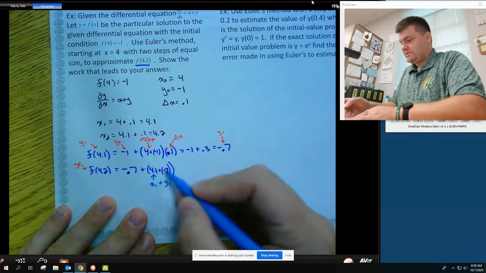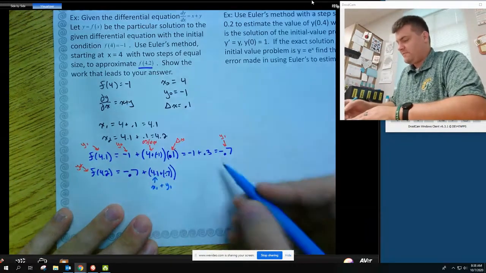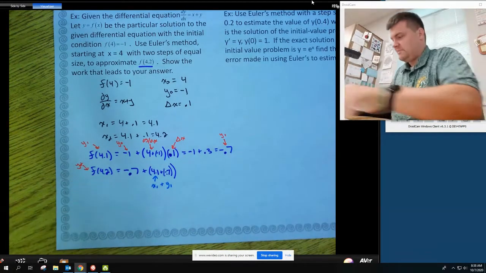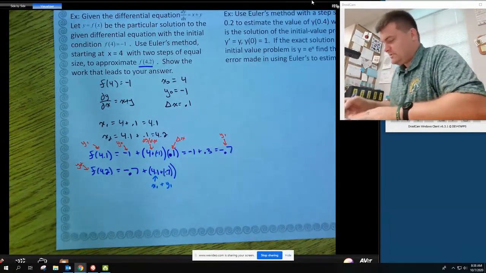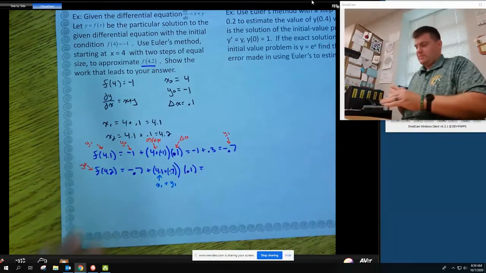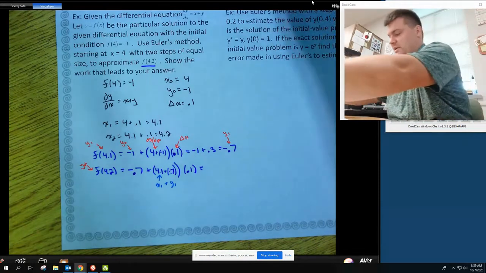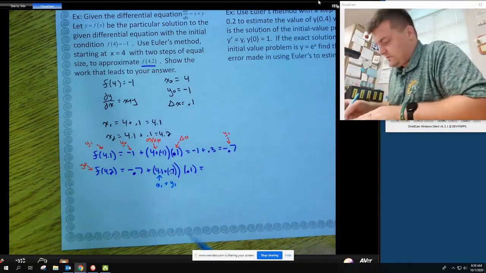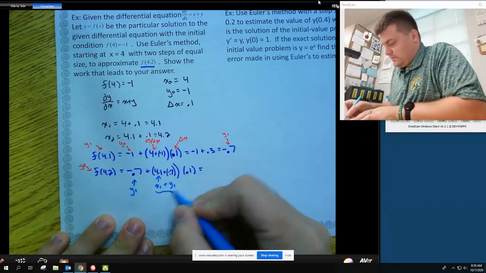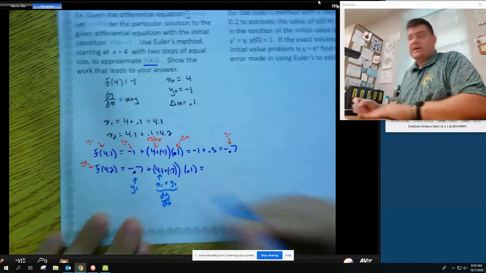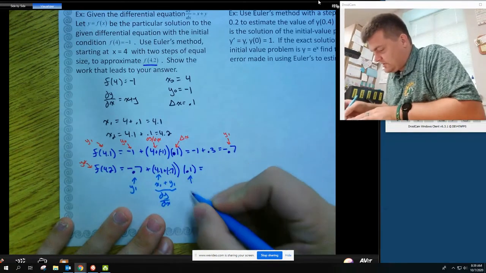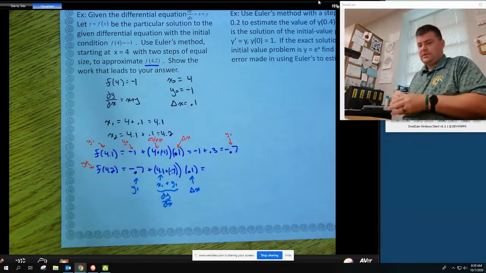This is my dy dx. I'm using my x1, y1 now, and I found my x1 here, found my y1 here, times my change in x. And this is going to be my final answer. So again, pointing out the important things here: this is y1. This right here was my dy dx using x1 and y1. And this is my change in x, it doesn't change. Same thing all the way through.